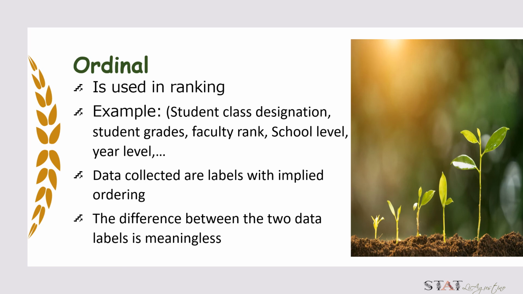And the difference between the two data labels is meaningless because you just use the order. So, for example, the first honor got a 95 grade and the second honor got 85, it doesn't matter what the difference between the two data labels is, because what matters is the order: who is the first, who is the second, who is the third. So that is the ordinal level of measurement.